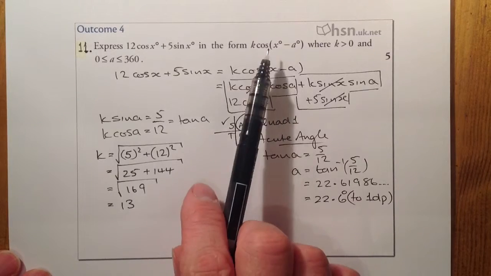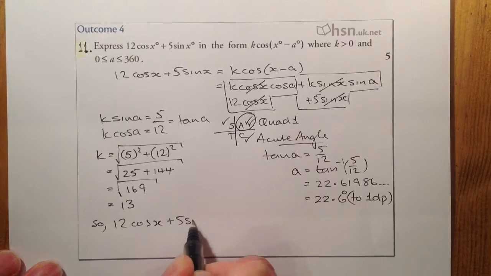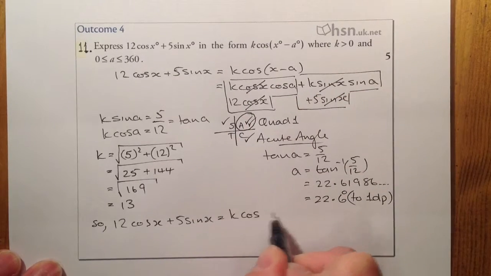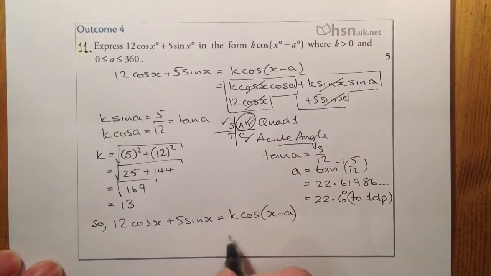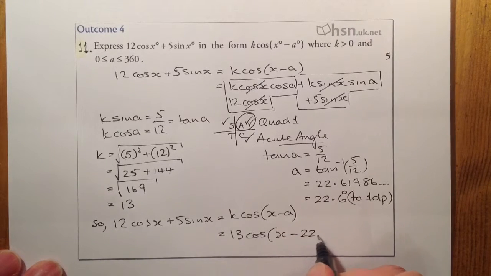All I'm going to do is write these numbers into this form next. So I'll show you what I'm going to do. I'm going to say that 12 cosine x plus 5 sine x is equal to, and I'll just start with that form there just to show you what I'm going to be substituting in. And all I'll do is say that that is now equal to, so the k value was 13, cosine x minus, and I'm going to subtract the value that I worked out for a, which is 22.6 degrees. Okay, and that would be the question complete there.